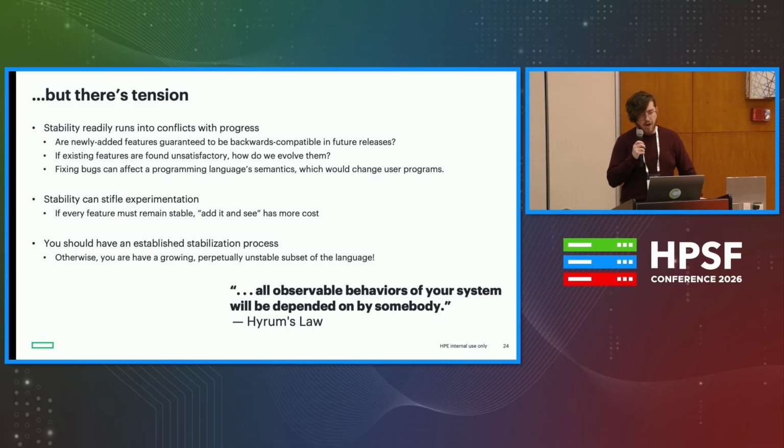And here I have Hyrum's law, which is that all observable behaviors of your system will be depended on by somebody. So even if you fix bugs eventually, you might effectively be going back on some stability guarantees.